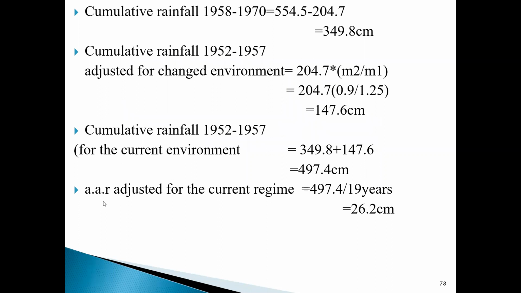Now, in the problem, it has been asked to find the average annual rainfall adjusted for the current regime or current environment. We have totally 19 rain gauge stations and 19 years. So the average annual rainfall after the adjustment for the current environment works out to be 26.2 centimeter.